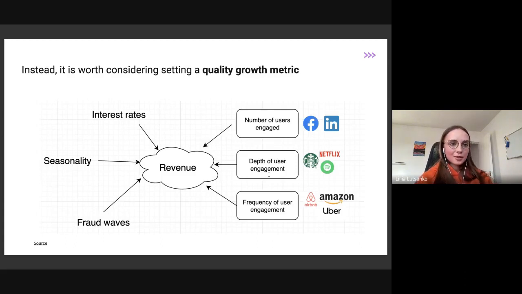On the other side, when we are talking about what is the best metric to track, there are some pieces of advice to set a quality growth metric, something that could describe the value of your product to your customer. And this is quite industry specific. So when it comes to the best metric for your particular product in your particular industry, this could give some examples.